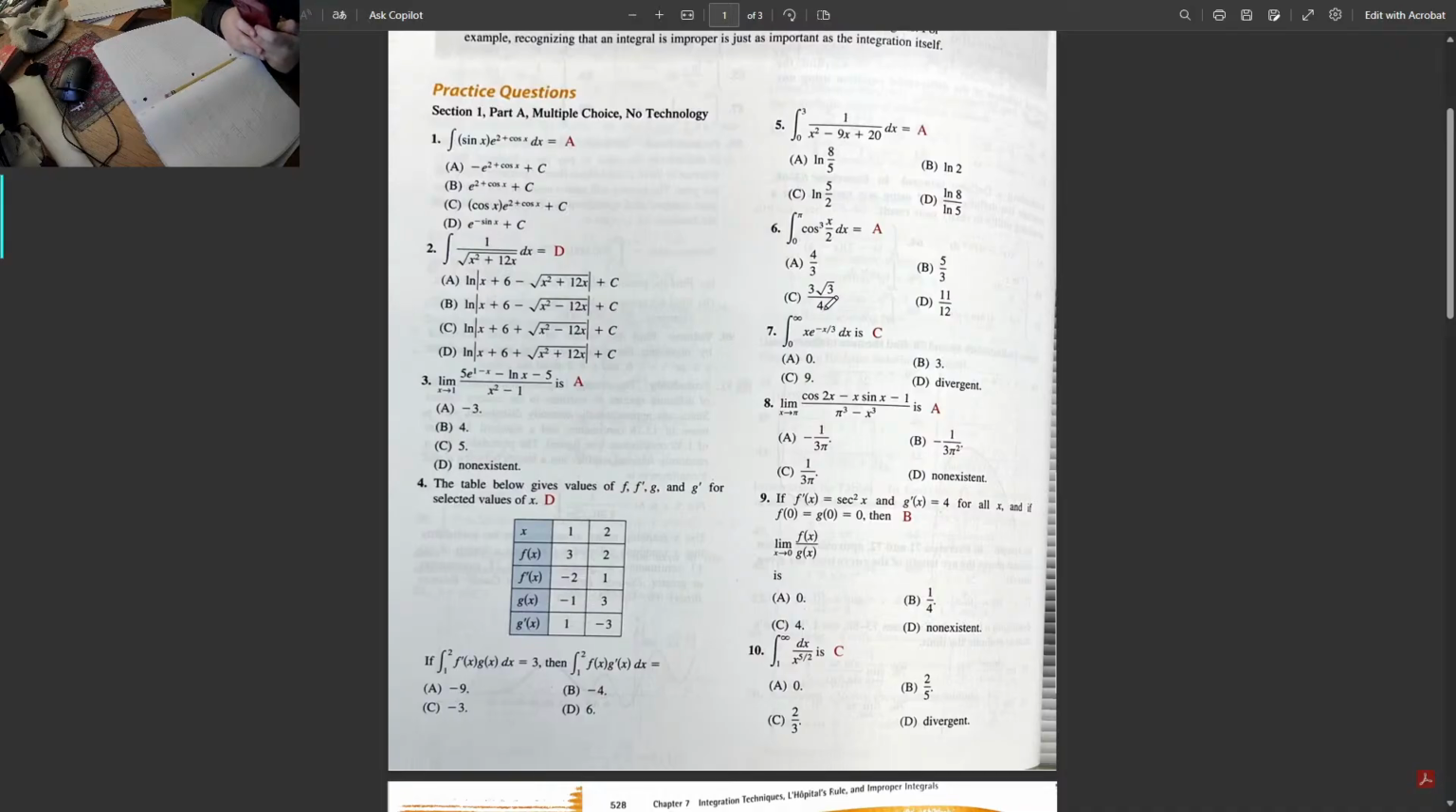Oh, no, it didn't multiply by the reciprocal. Okay. It makes sense now. It makes sense now. And it is in fact 9.